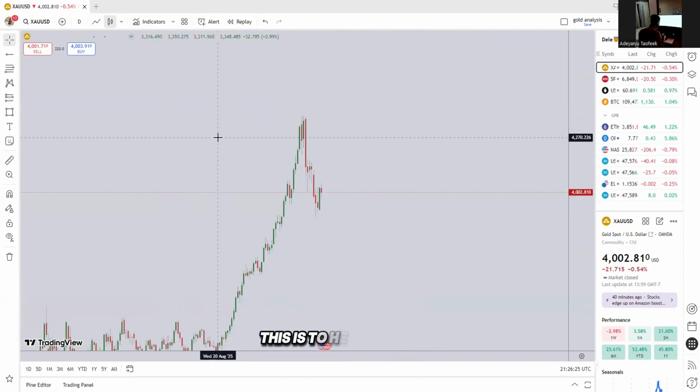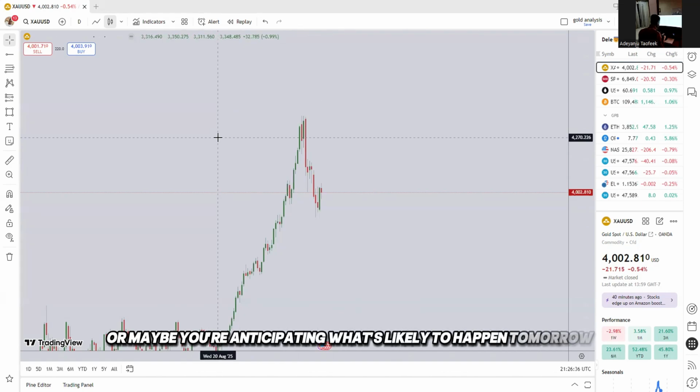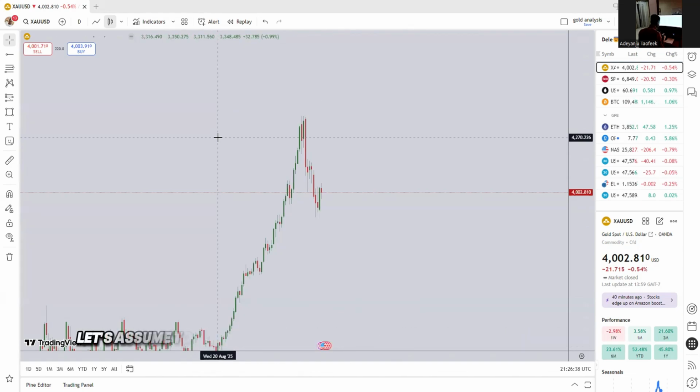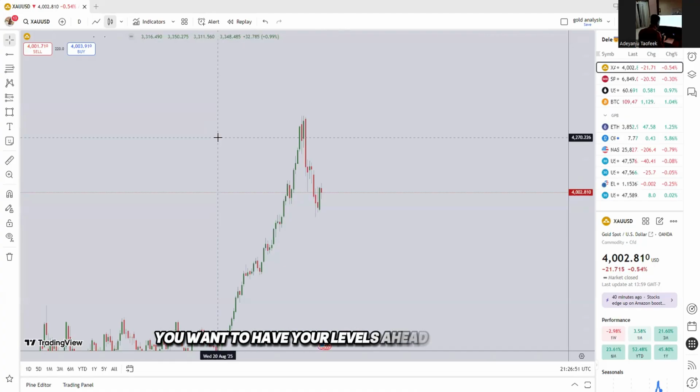This is to help you know which direction the market is going for the day, or maybe you're anticipating what's likely to happen tomorrow. Let's assume today the market buys, and when the market closes that day, you're like, okay, what's the possible movement for tomorrow? You want to know that ahead. You want to have your levels ahead of market open. So this is what the strategy is about.